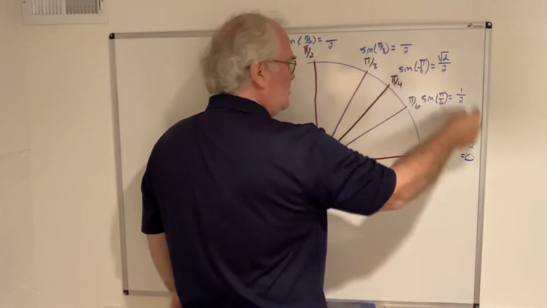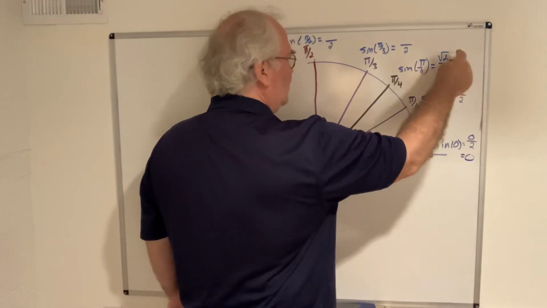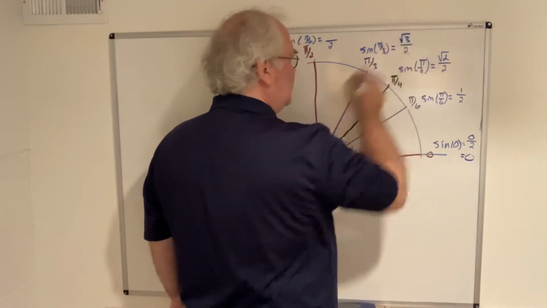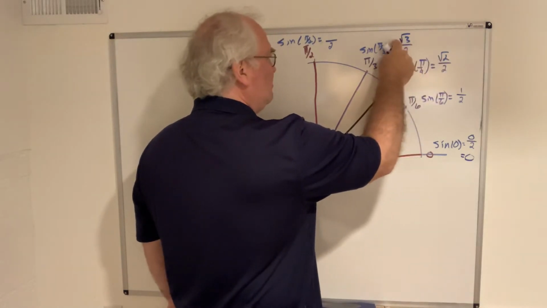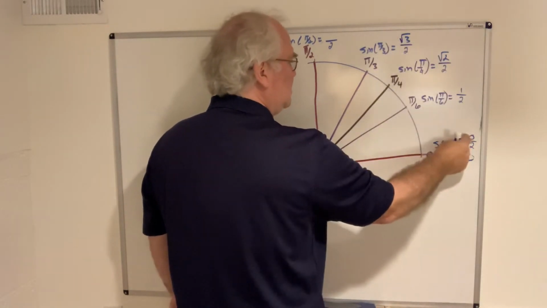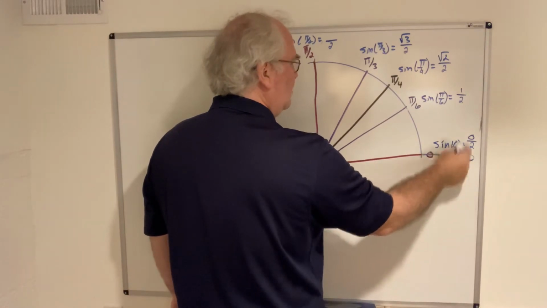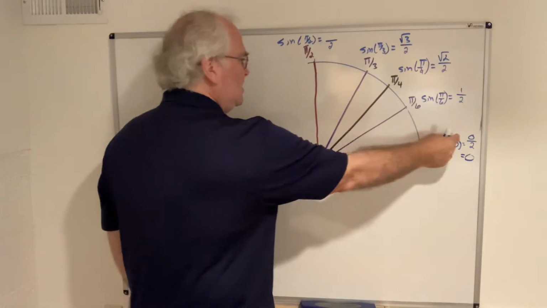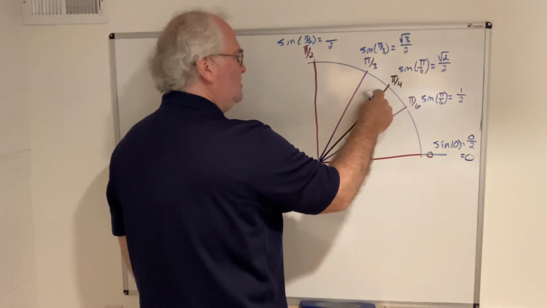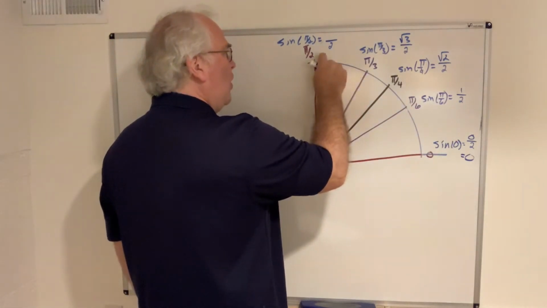Sine of pi over 3, square root of 0, square root 1, square root 2, square root 3 does not simplify. So see how this doesn't simplify, so leave it alone. This doesn't simplify, so leave it alone. This does simplify, so go ahead and write it as 0. This does simplify, go ahead and write it as 1/2. And then square root 0, square root 1, square root 2, square root 3, square root 4.